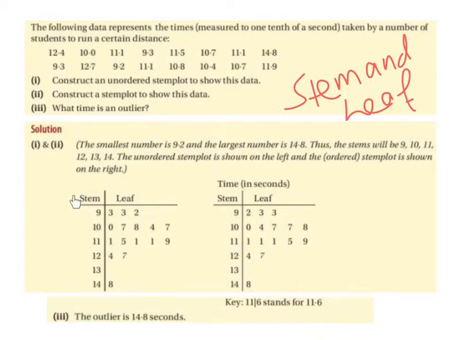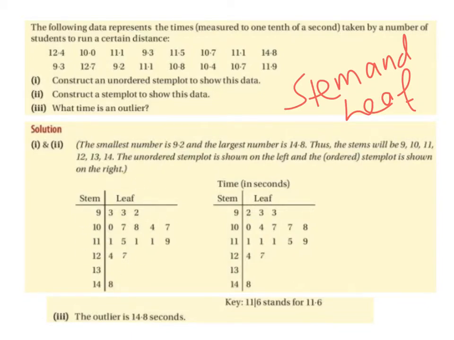So, we draw a line across and a line down. And we list our stems on the left of the line. So we have 9, 10, 11, 12, 13, 14. The unordered stem plot is shown on the left, and the ordered stem plot is shown on the right. So for example, 12.4, we go to 12 and we write 4 on the right of the vertical line. For 10.0, we go to 10 and we write 0 on the right of the vertical line. And we continue this until we have our unordered stem and leaf diagram.